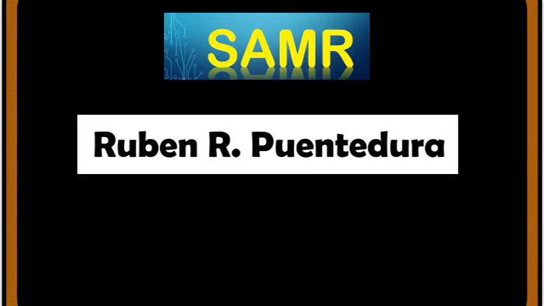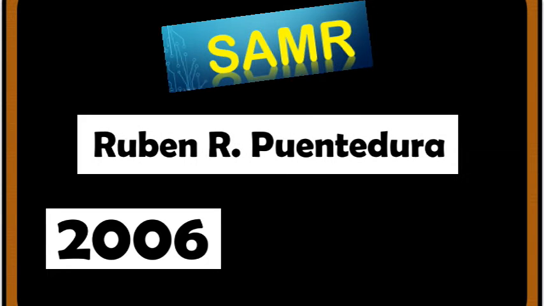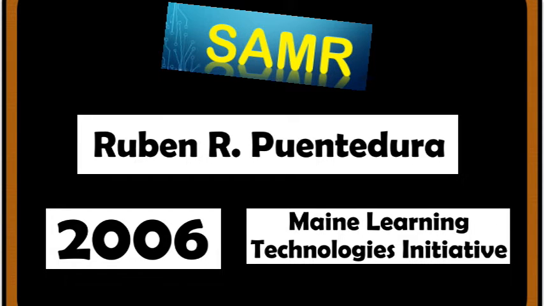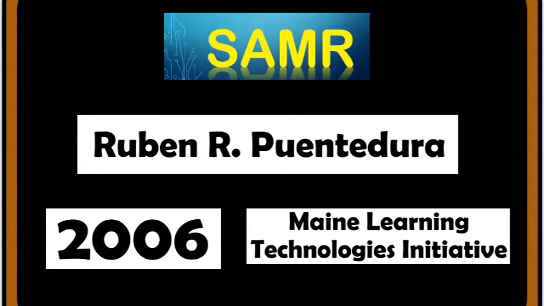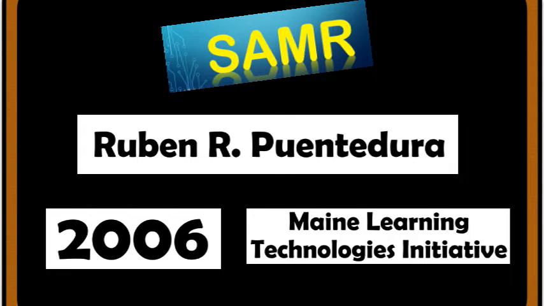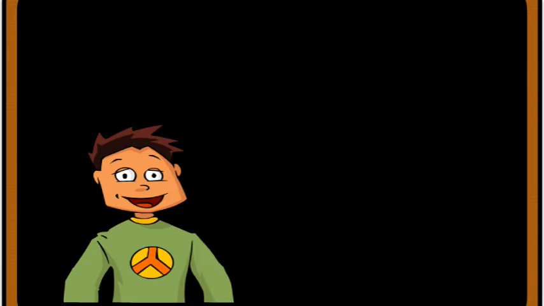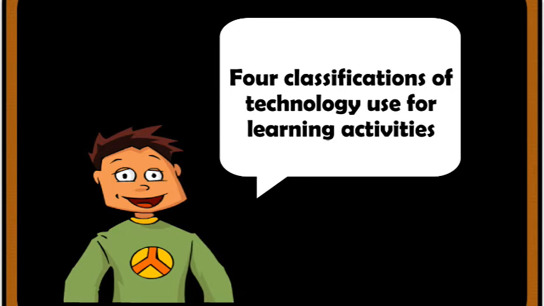Ruben R. Puentedura developed the SAMR model in 2006 as part of his work for the Maine Learning Technologies Initiative. The model was intended to encourage educators to significantly enhance the quality of education provided via technology in the state of Maine. The SAMR model consists of the following four classifications of technology used for learning activities.